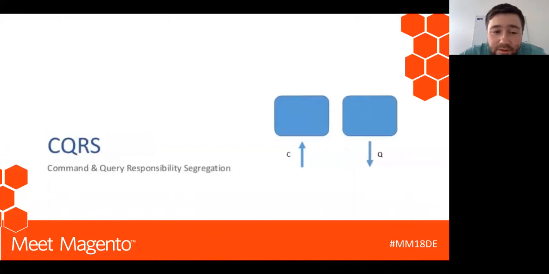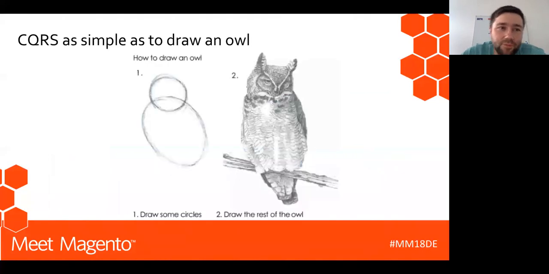With the CQRS, as Greg Young mentioned, instead of one object, we introduce two objects. So it's very simple. One class is responsible for command implementation, another one is responsible for query implementation. So it's a really simple design approach. CQRS is as simple as drawing an owl. You just need to draw some circles, and after that you draw the rest of the owl.